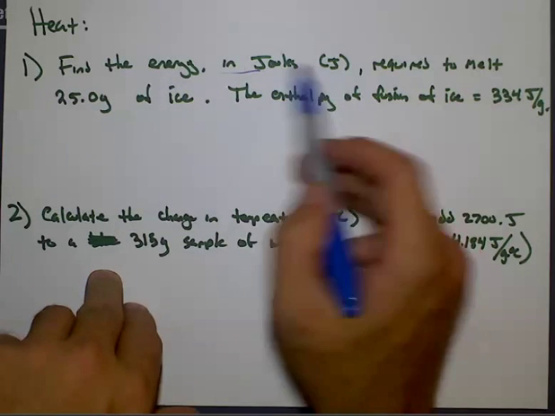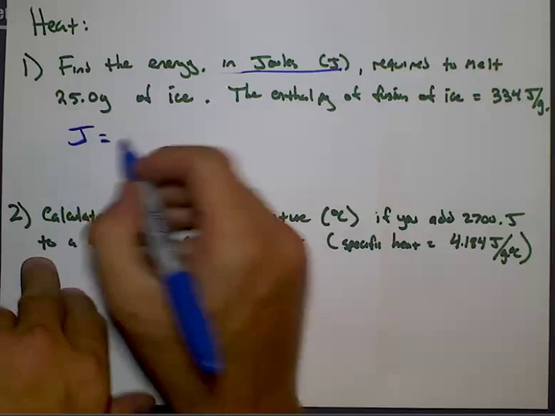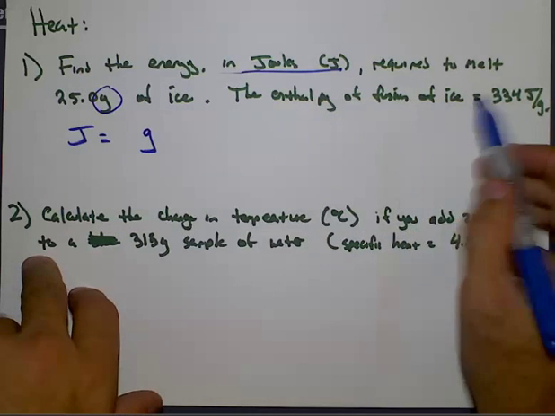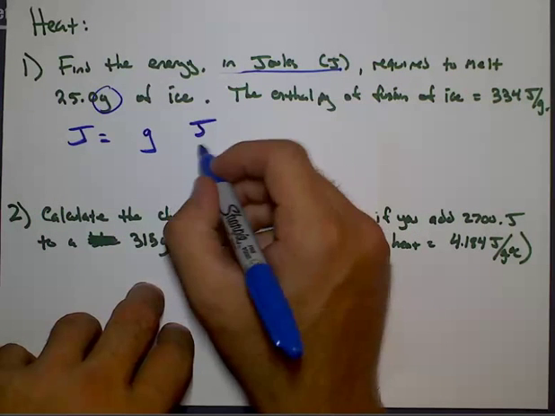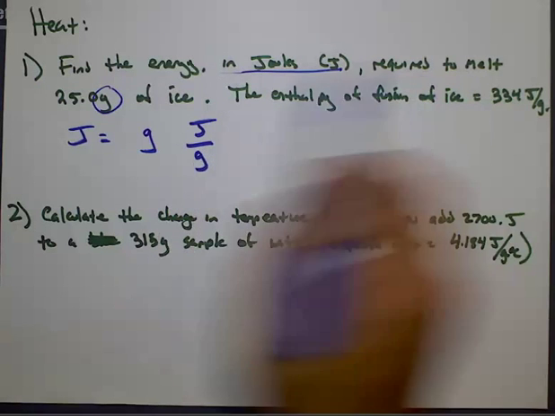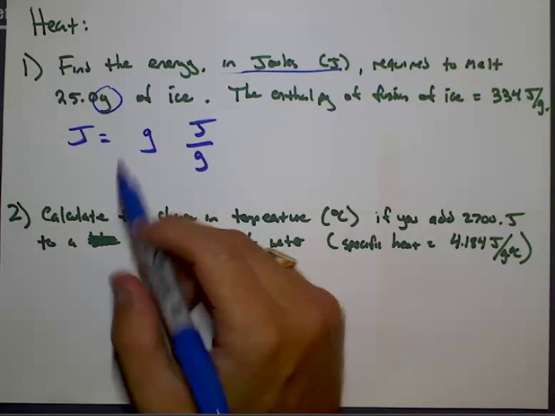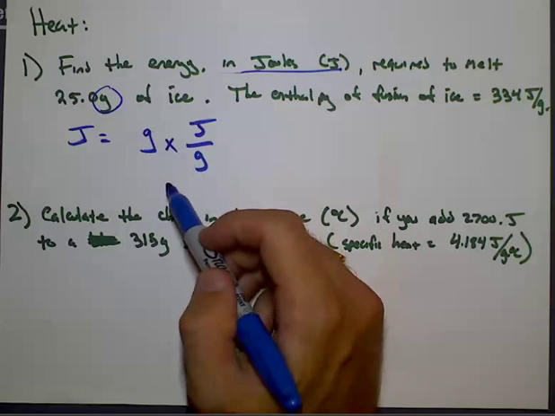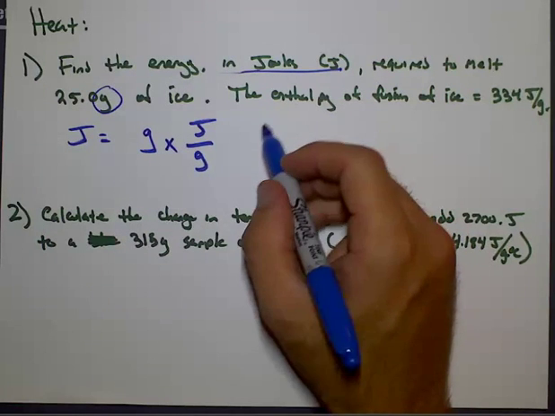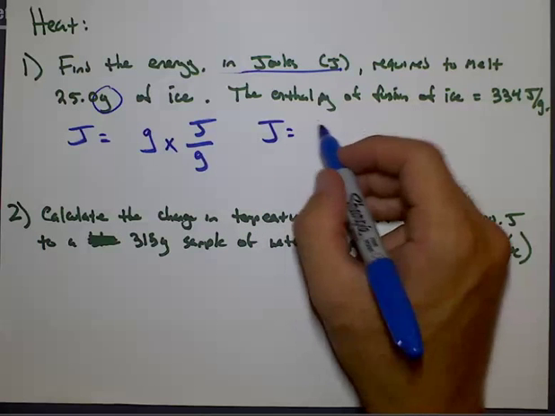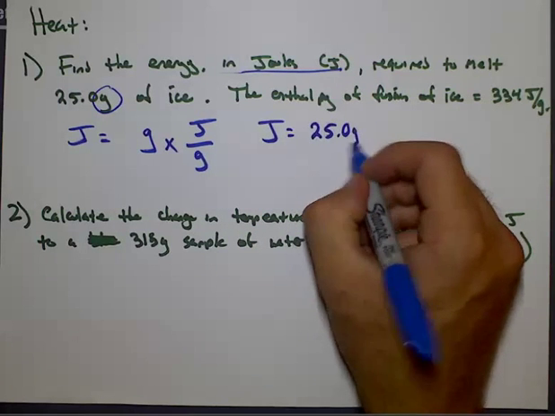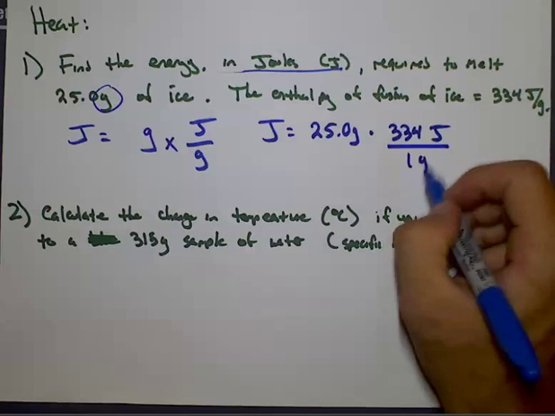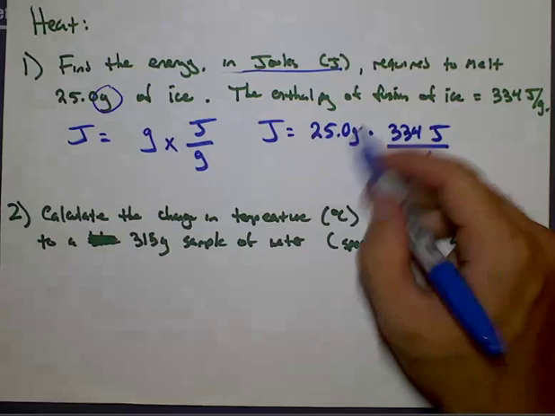We're going to find the energy in joules, so that's what we're trying to find. I've got grams, and then the enthalpy of fusion of ice, 334 joules per gram, required to melt 25.0 grams of ice. Well, we see grams, and then something over grams, so all we have to do is multiply. Pretty easy. We find the number of joules by taking 25.0 grams and multiplying it by 334 joules per gram, so for every 1 gram. Grams are going to cancel.